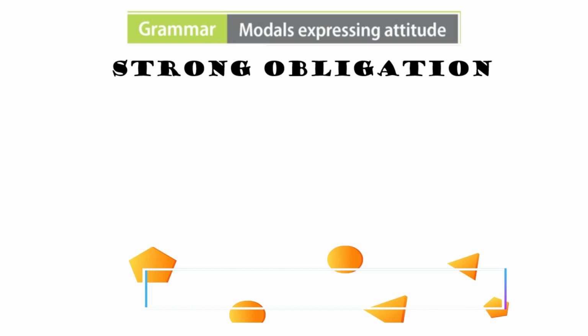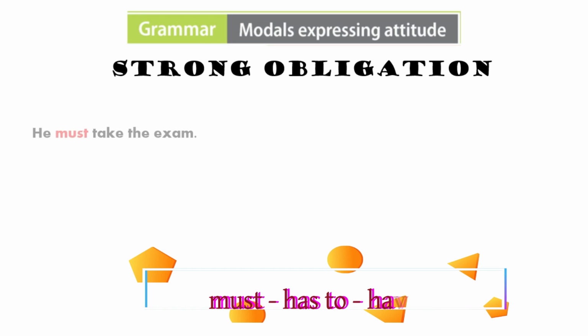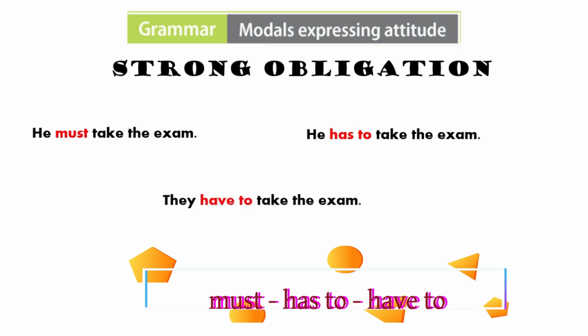Now we have some modals that express strong obligation. For example, he must take the exam. Must is obligatory for him to take the exam. He has to take the exam. It's obligatory. They have to take the exam.